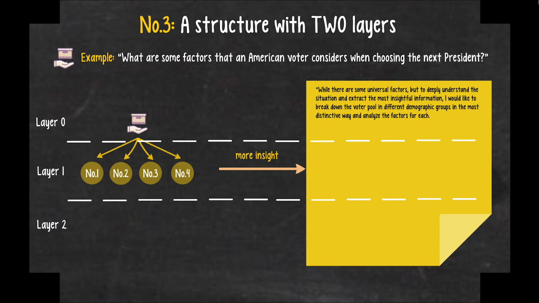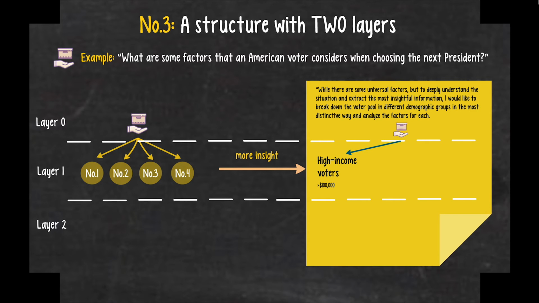While there are some universal factors, to deeply understand the situation and extract the most insightful information, I would like to break down the voter pool in different demographic groups in the most distinctive way and analyze the factors for each. So, by income level, I divide American voters into 3 groups.